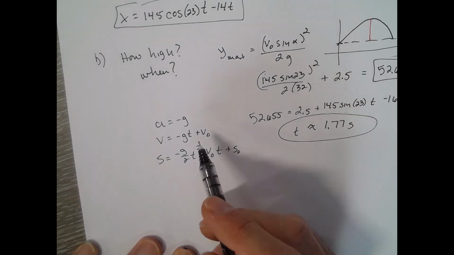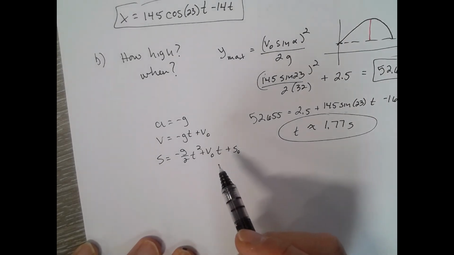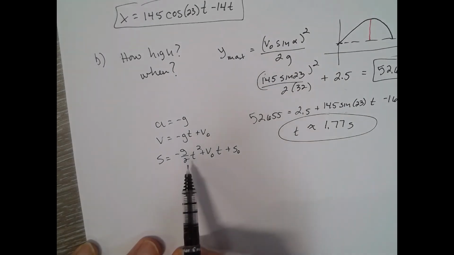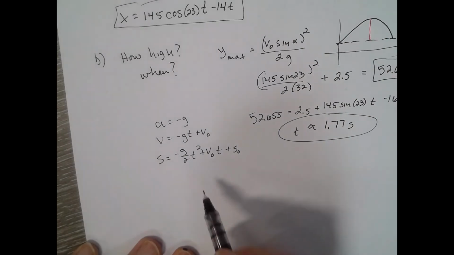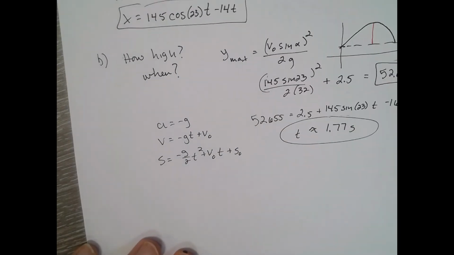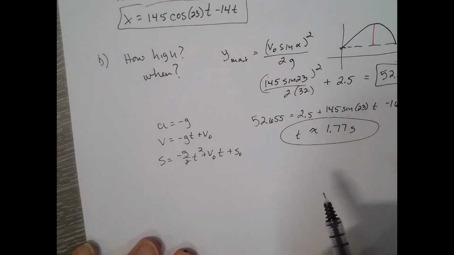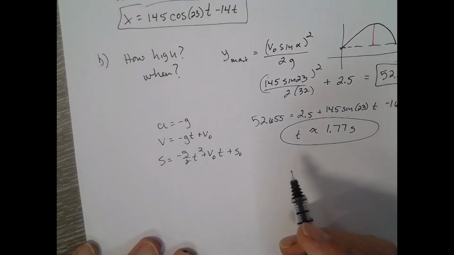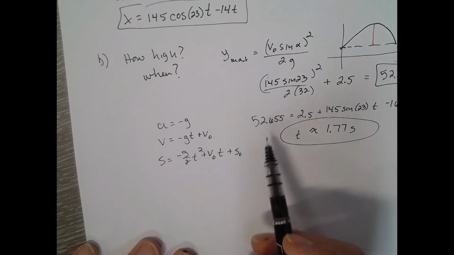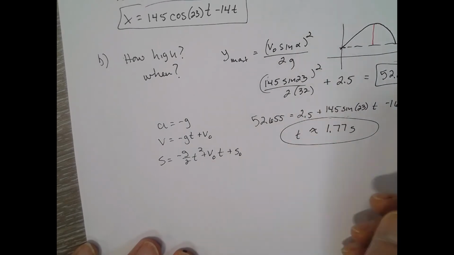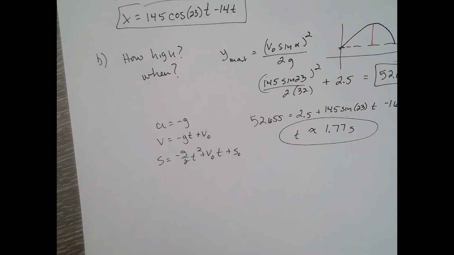So then we could plug in gravity, initial velocity, and so on, and you would end up getting the same answer, 1.77, just doing it a different way. So you find the position at 1.77, and then you would get the maximum height, which is 52.655. Alright, we are done with B.